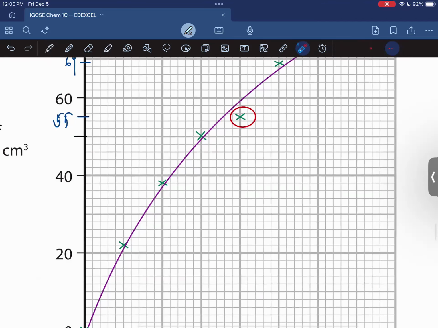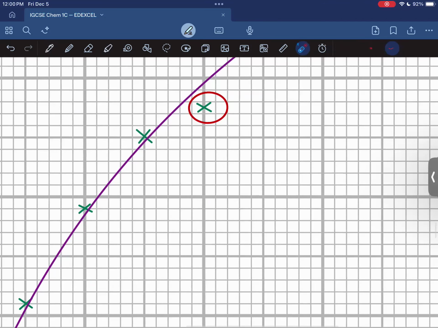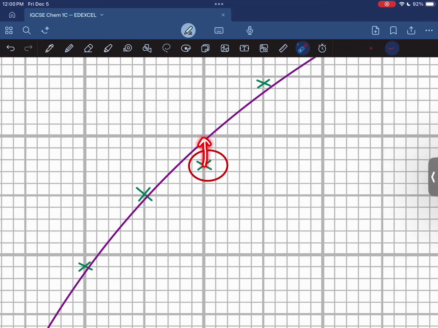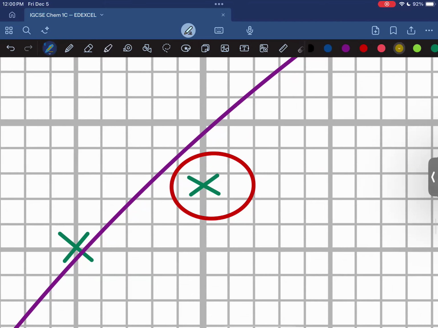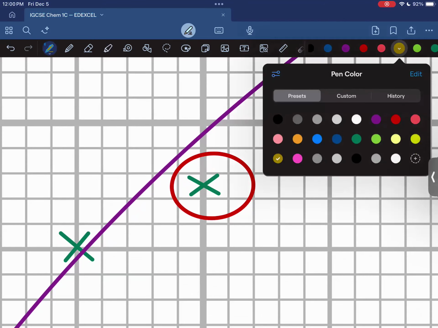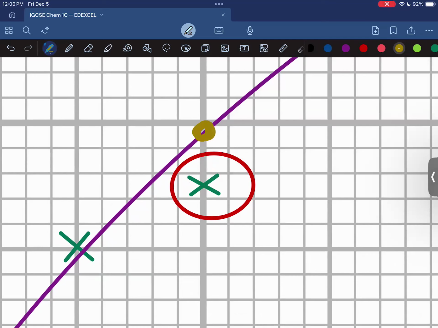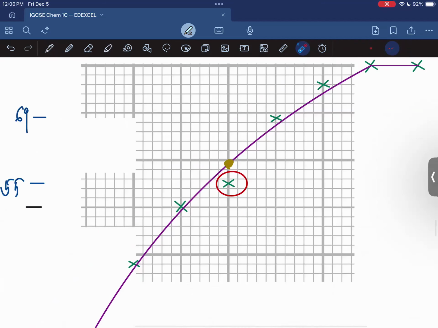Now, if I was to comment on this, the point should have been over here. See, the point should have been over here. If this was to lie in that overall trend, the point should have been over here, but the point is over here. Now, what is the reason behind this?